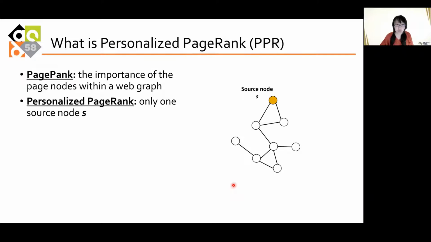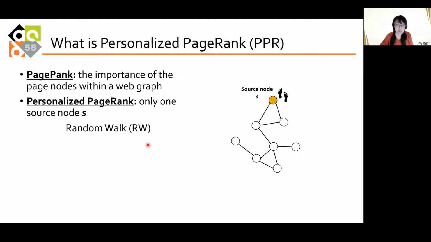So first question, what is personalized PageRank? Originally, PageRank evaluates the importance of the page nodes within a web graph. So personalized PageRank means there is only one source node. For example, in this figure, there's only one node S. And we are computing the importance of all the other nodes related to this source node S.